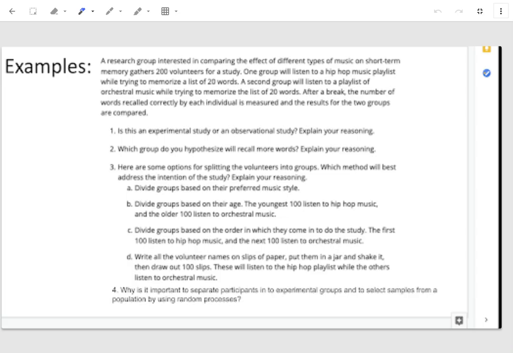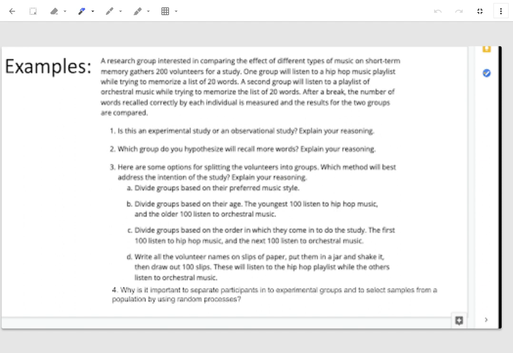So a research group interested in comparing the effect of different types of music on short-term memory gathers 200 volunteers for a study. One group will listen to a hip-hop music playlist while trying to memorize a list of 20 words. A second group will listen to a playlist of orchestral music while trying to memorize the list of 20 words. After a break, the number of words recalled correctly by each individual is measured, and the results for the two groups are compared.